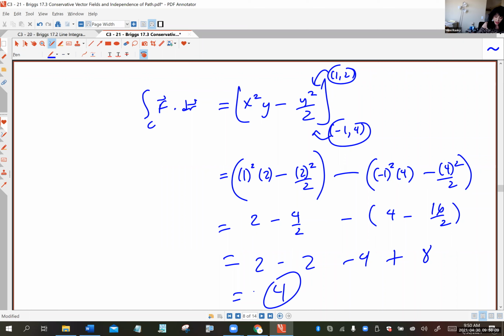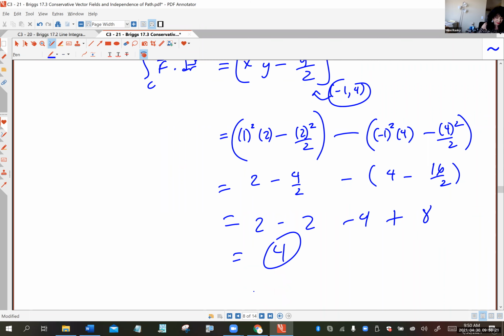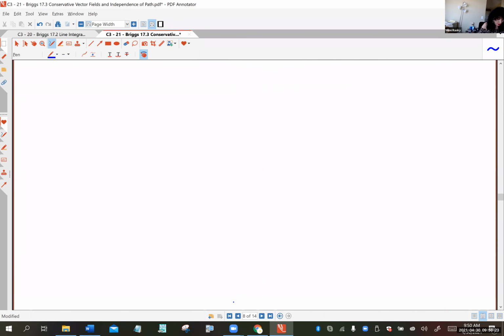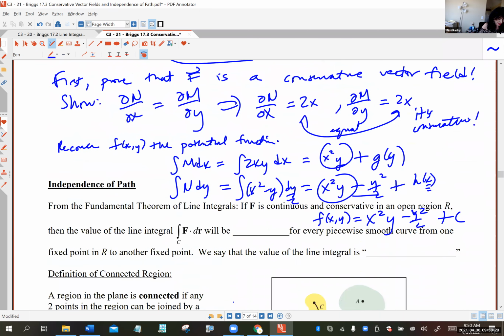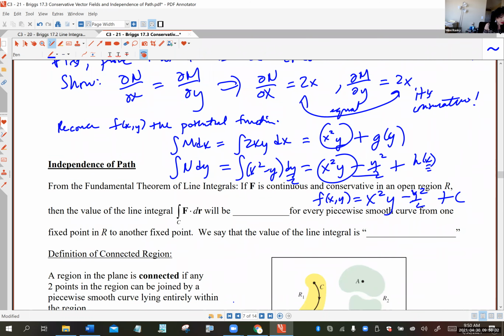Okay. So I do want to talk about independence of path now. The last piece of this section is going to tie some other things together with the fundamental theorem and conservative vector fields. So let's do the little wrap up here. So what of independence of path? From the fundamental theorem of line integrals, what did we get? If f is continuous conservative in an open region R, then the value of this line integral is going to be the same for every piecewise smooth curve from one fixed point to another fixed point. It won't matter the path.